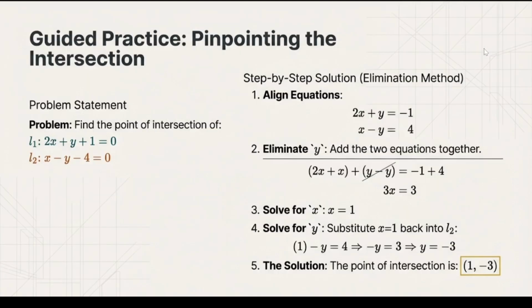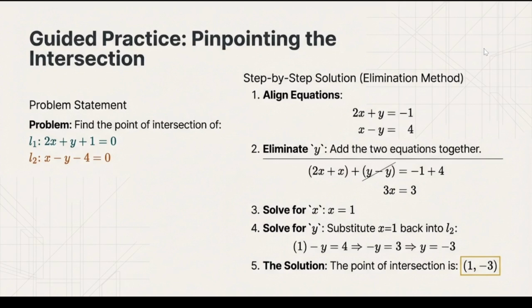Now we need to pinpoint the intersection. In this problem statement, we need to find the point of intersection of these two lines. The first line is 2x plus y plus 1 equals 0, and the second is x minus y minus 4 equals 0.